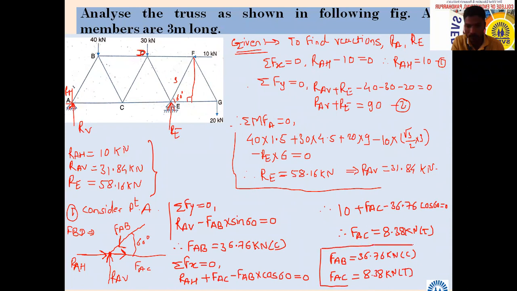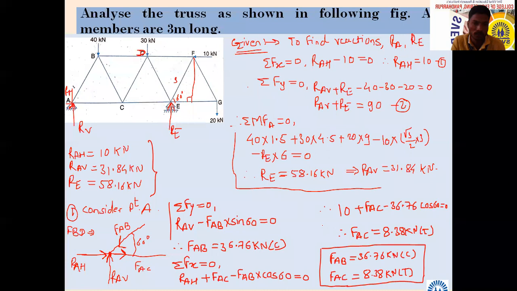Either you can write it or you can take a screenshot, whatever you want. If you are aware of the procedure, nothing to worry about. So we have completed just one joint. Now next, where do we have to go? Next joint. G.